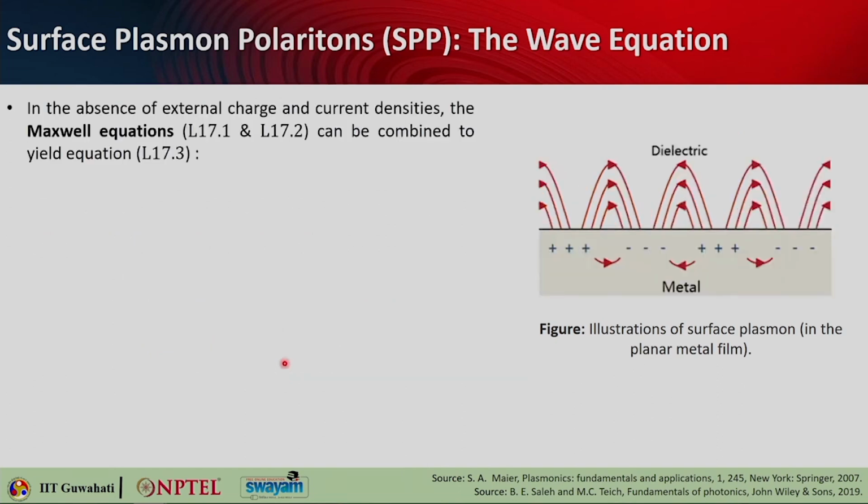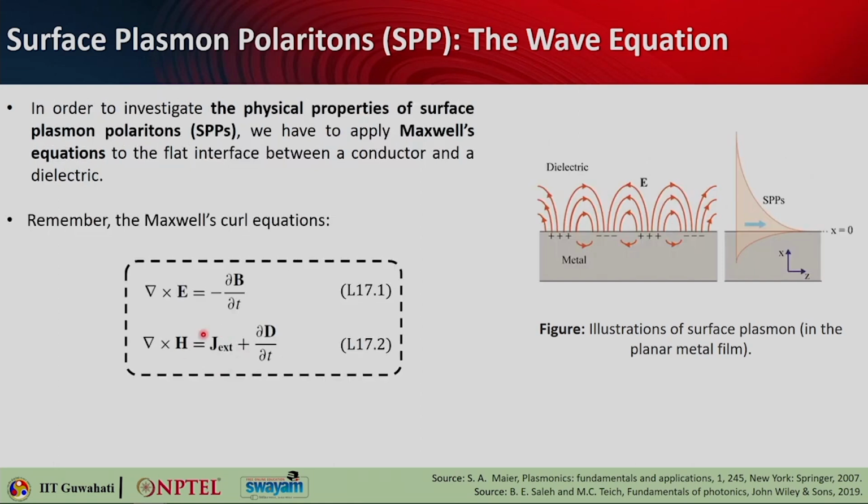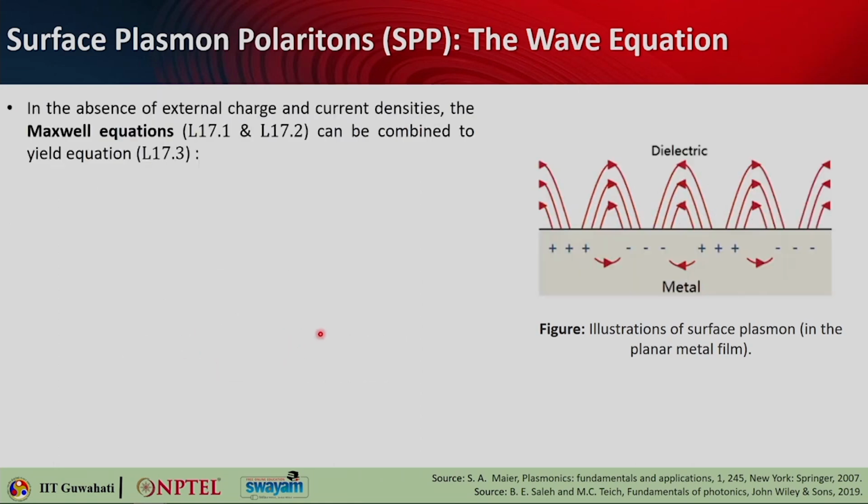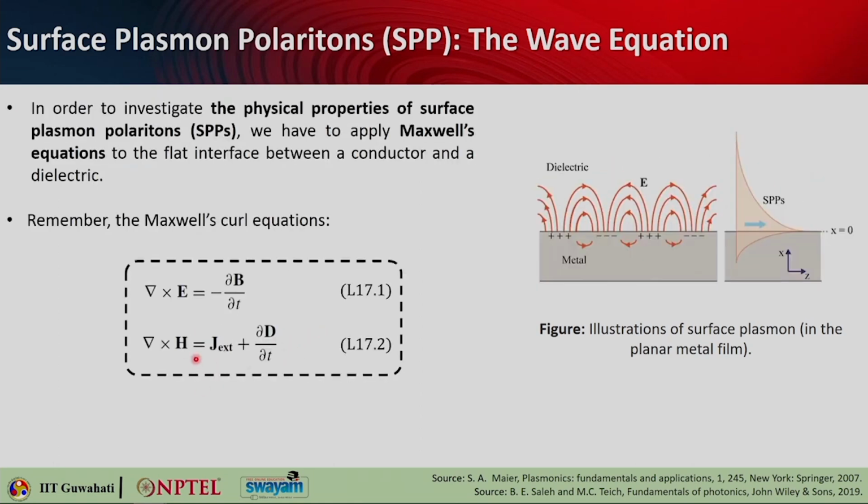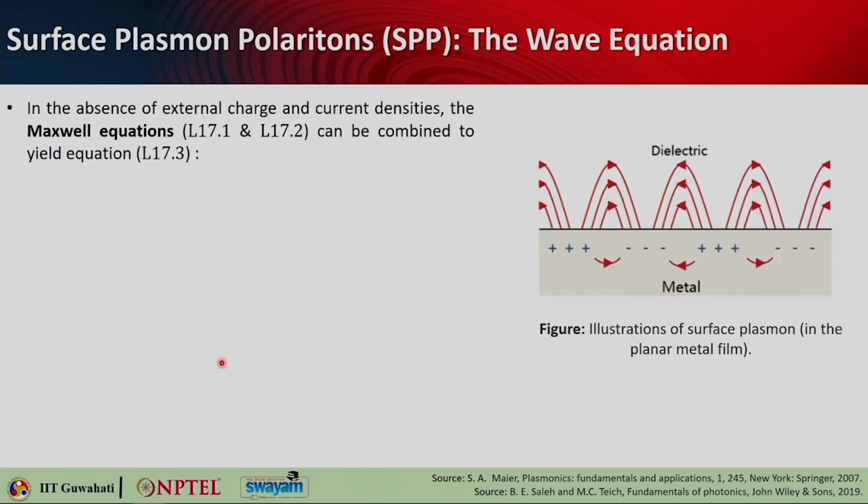Now if you consider the case where there is no external charge and current density, you can actually get rid of this term and this term. So no current, no charge, so you can get rid of this one first. You can actually combine these two and write curl of E equals minus mu naught del square D by del t square. That is very simple.